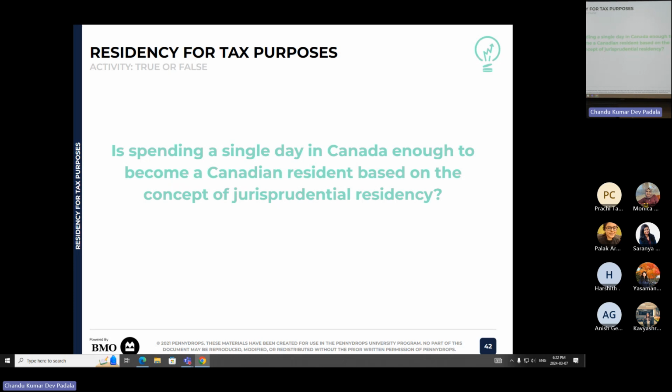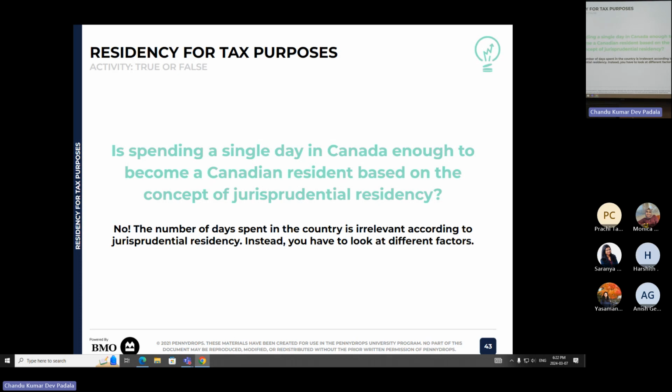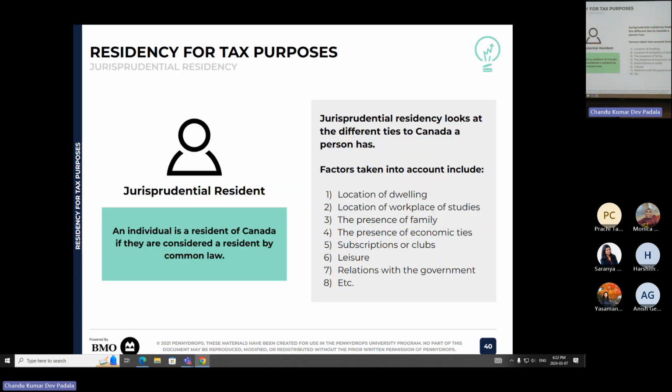But here's a question for you. Is spending a single day in Canada enough to become a Canadian resident based on the concept of jurisprudential residency? I think the answer is that the jurisprudential is the first one that I went over. It has nothing to do with the number of days. If you just spent 1 day, no. So the answer is no. The number of days you spend in the country is irrelevant according to jurisprudential residency. Instead, you have to look at the 7 different factors here to determine whether or not you're a resident.